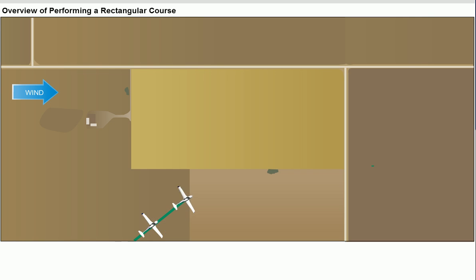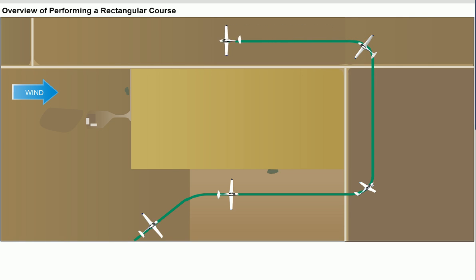Flying a rectangular course around a field in the practice area helps you prepare to fly a safe and uniform traffic pattern at the airport. You must become proficient at dividing your attention to compensate for the effects of the wind, scan for traffic, and maintain altitude and airspeed.